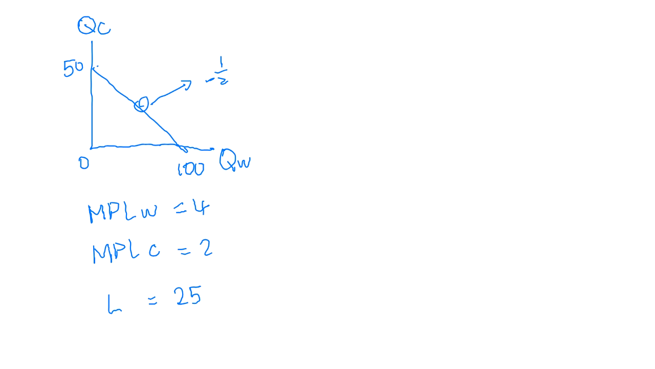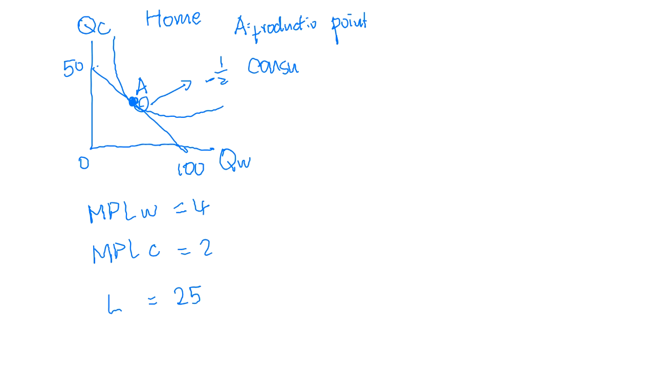Okay, so this is the home country, right? Under the no trade system, we should get a point A. A is the production point and also the consumption point of the country. Then we move on to the foreign country.